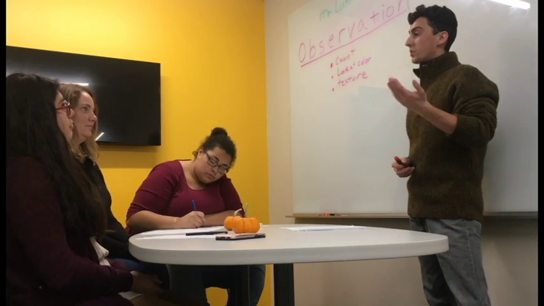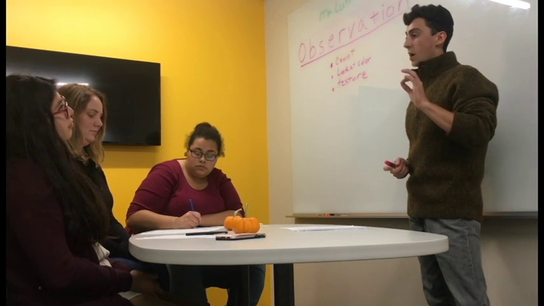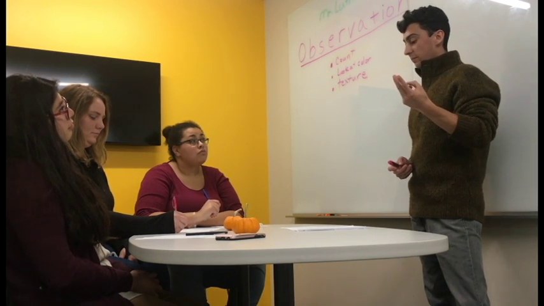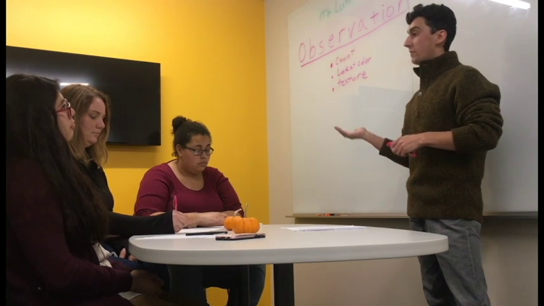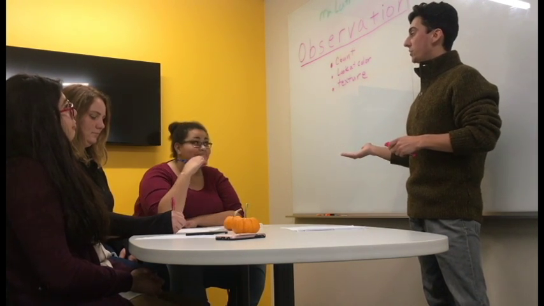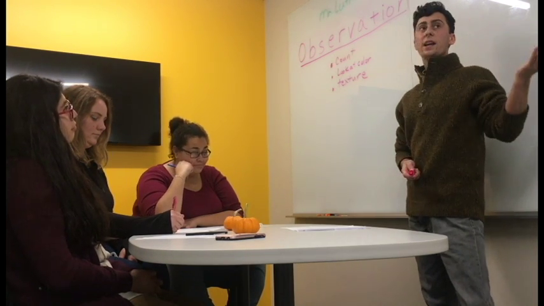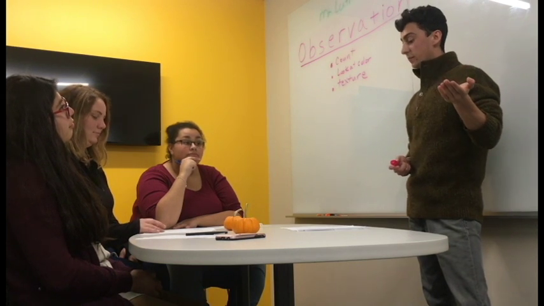Now, you can also make quantitative observations. So rather than simply describing the object, you're going to make precise observations where you either measure it, weigh it, or count it. So some examples would be the temperature in this room is 74 degrees. We measured that temperature using a thermometer. Now, you can also use the time of day. It's 6 o'clock in the afternoon. That would be a quantitative observation.